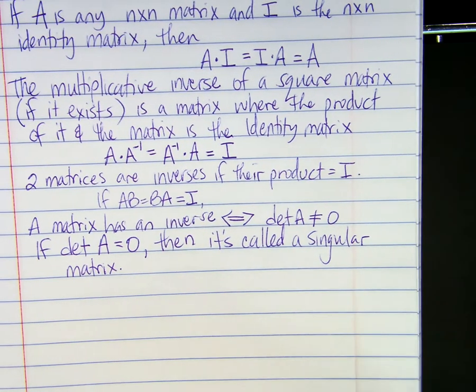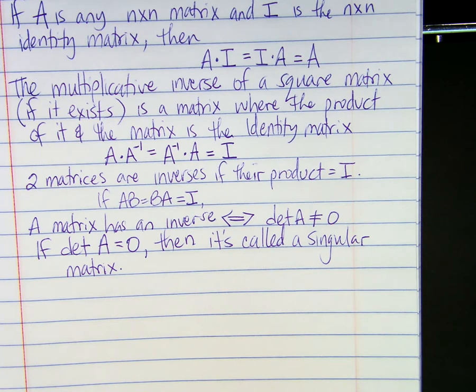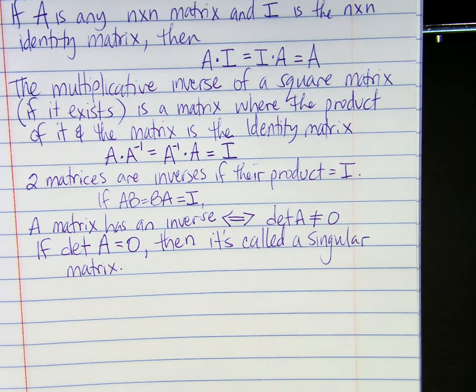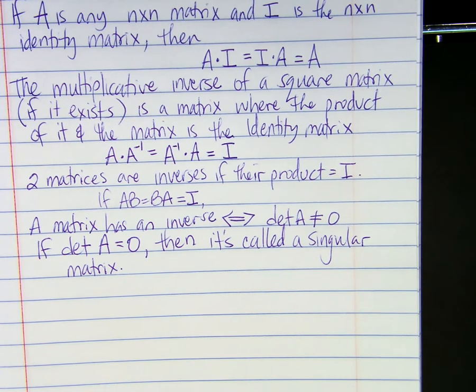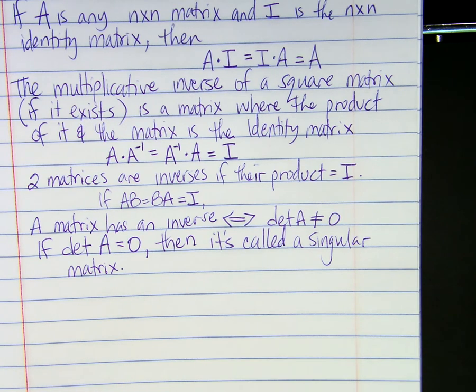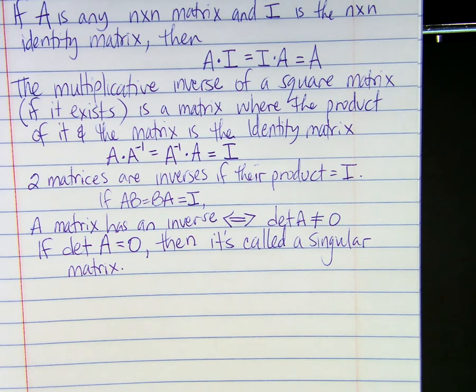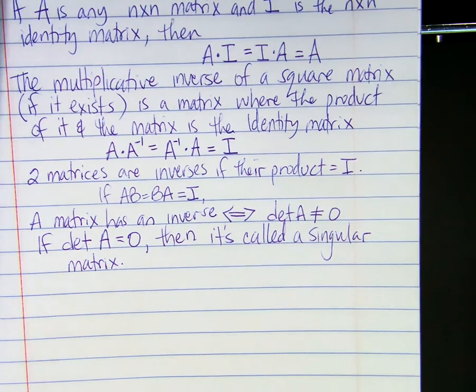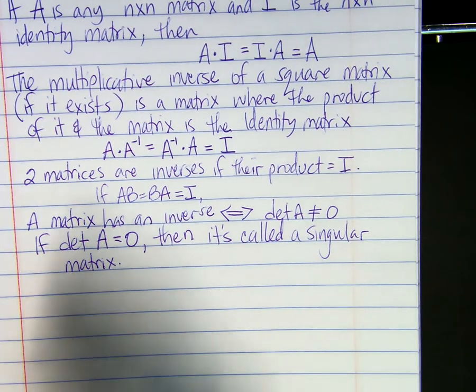It just means that there will not be an inverse. You can't multiply it by anything. I'm going to explain why in a second. As soon as I tell you how to find the inverse, you'll understand why you can't have a determinant of 0.